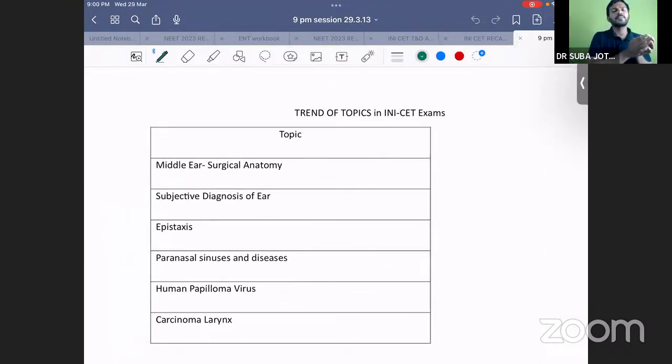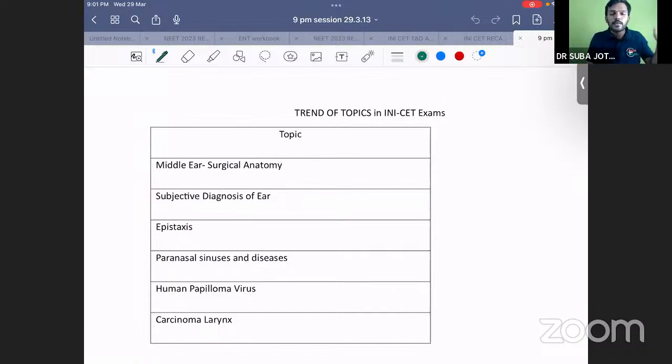INI-CET, previously called AIIMS. Whatever exam comes, the quality or amount of questions varies. For example, NEET has been changed to NExT. NEET will have only 200 questions. NExT will have numerous questions. But whatever the number of questions may be, mostly the important topics will hold their place in any question paper that you take.